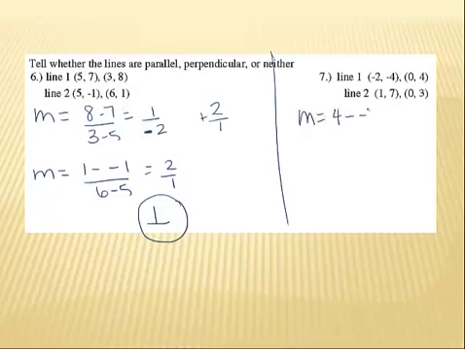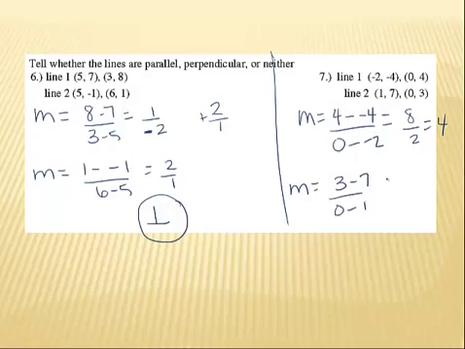So 4 minus -4, 0 minus -2. Next one, 3 minus 7, 0 minus 1. Since these are identical, we say that these are parallel.